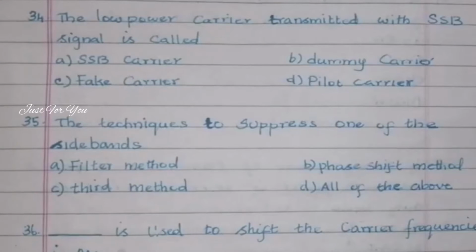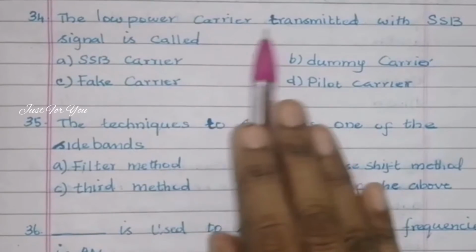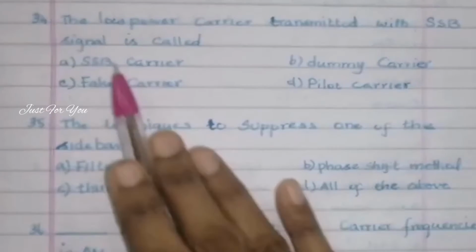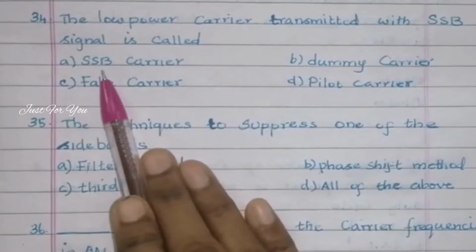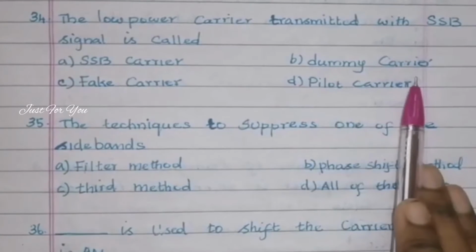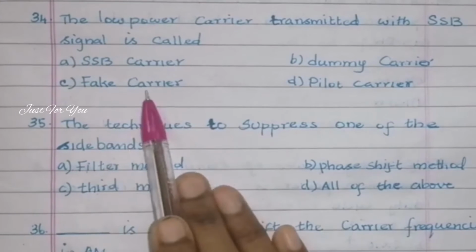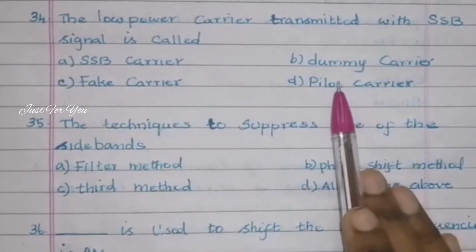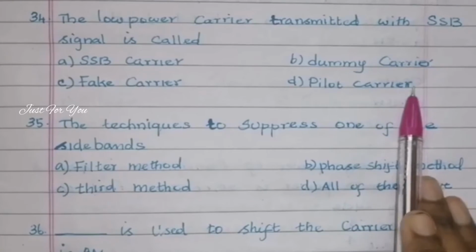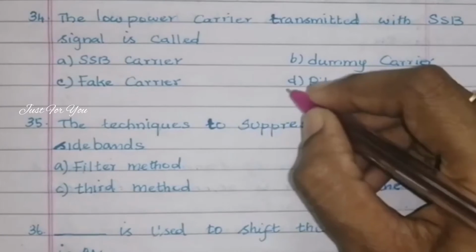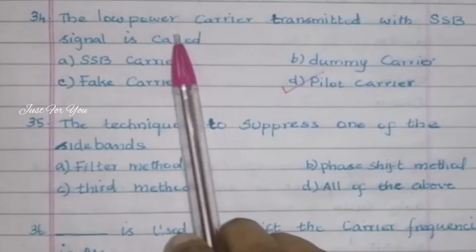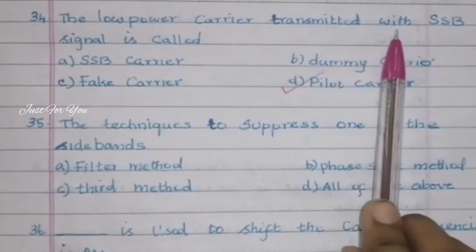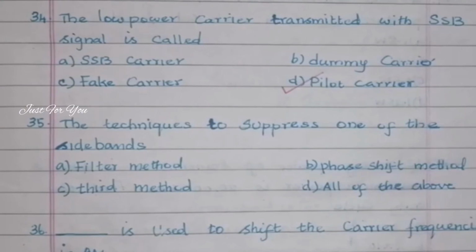Next question is, the low power carrier transmitted with SSB signal is called. Option A, SSB carrier. Option B, dummy carrier. Option C, fake carrier. Option D, pilot carrier. The correct answer is option D, pilot carrier. Pilot carrier is nothing but a low power carrier which is transmitted with SSB signal.